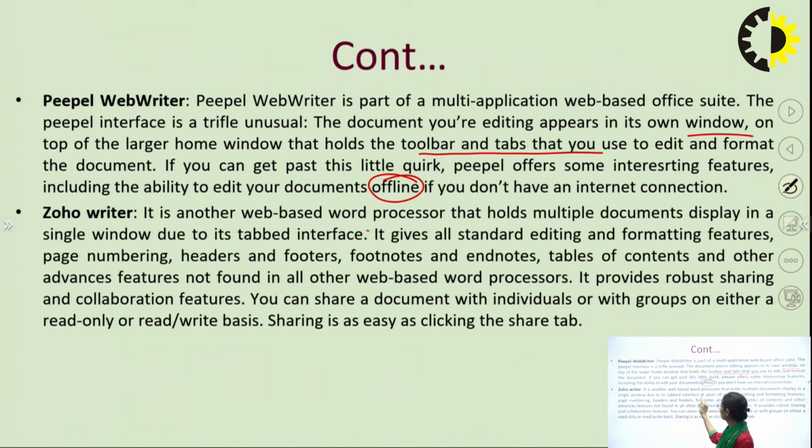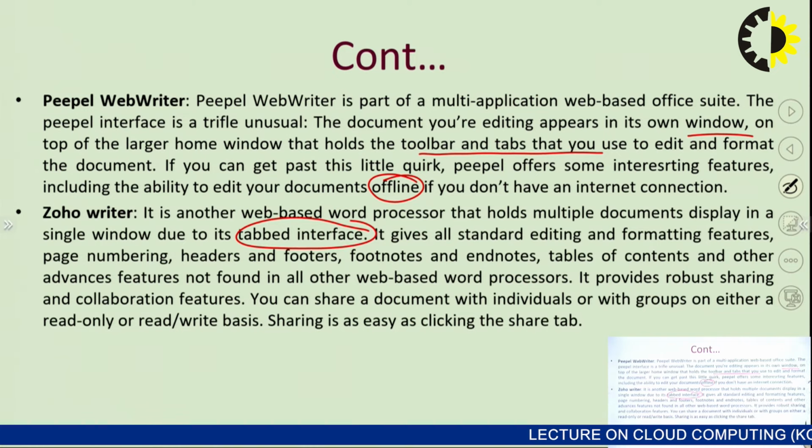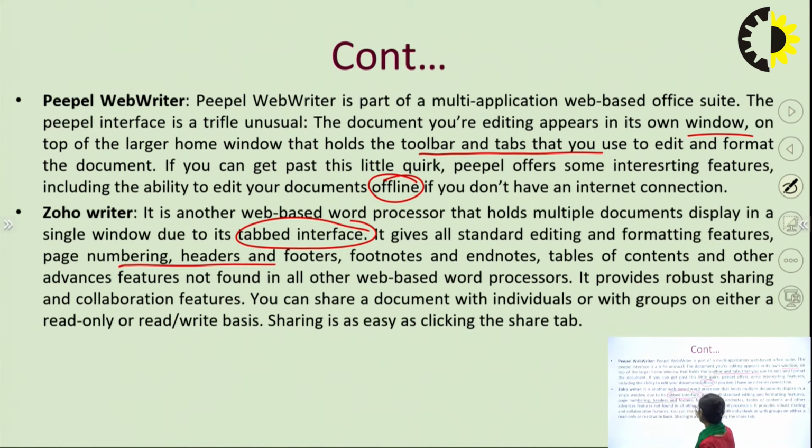Zoho Writer is another web-based word processor that allows multiple document display in a single window. Why? Because it provides a tabbed interface. It gives all standard editing and formatting features which are available with the other applications, that is page numbering, headers, footers. You can include footnotes and notes. You can insert tables and other advanced features which are not available with other web-based word processors. It is a very comprehensive cloud-based tool.